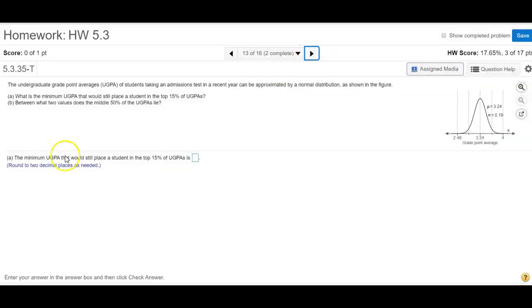Y'all can go ahead and do this. Minimum is always to the left, right? Minimum GPA. That would still place a student in the top 15%. So the minimum value that would place the student in top 15%. So as soon as students see minimum here, they automatically think it's to the left. But what are they asking me for? The top 15%. So it has to be area to the right. So I want you all to go ahead and do this problem.